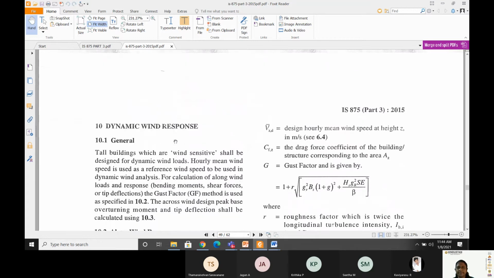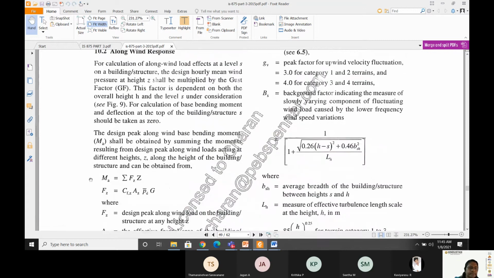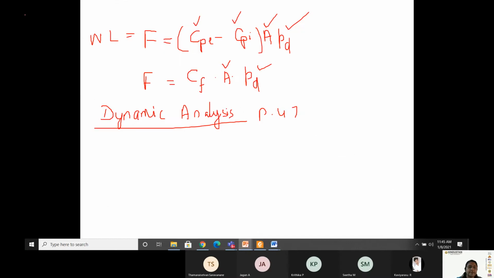When you do a dynamic analysis, for your wind load calculation you can see an equation here. Can you see this equation? Fz is equal to Cf into A into Pd into G. I'll write it here. If it is a dynamic analysis, your equation is Cf into A into the design wind pressure, into one more parameter called G, and this G is known as the gust factor.